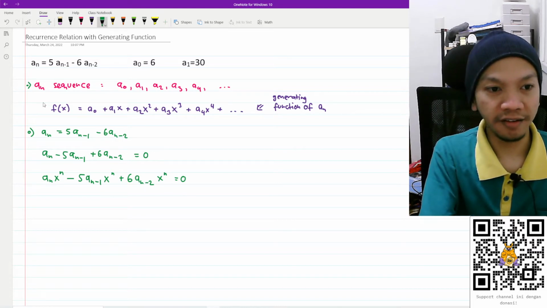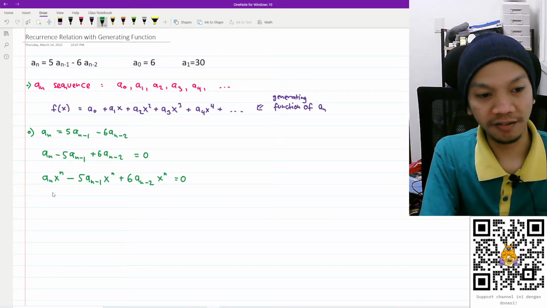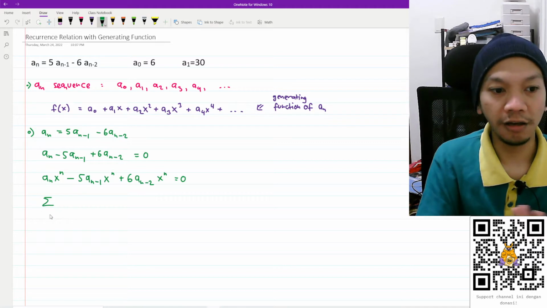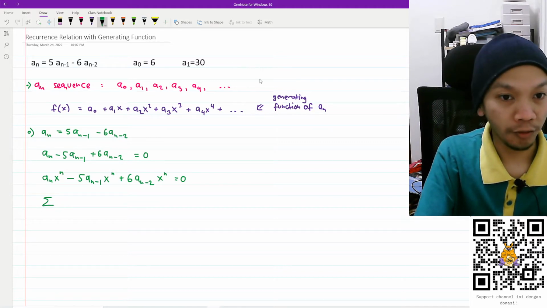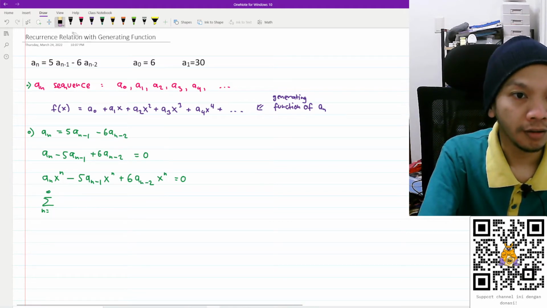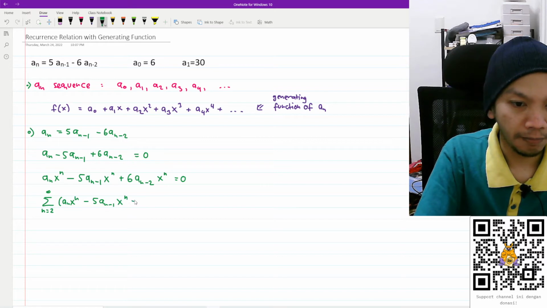Okay, now because this holds for each n, I will take the sum to infinity of this one. We'll have the sigma, and because we only care about a_2 and so on, because we know a_0 and a_1, I will have n equal to 2 until infinity. Let's make it 2, and then we have a_n x^n minus 5a_{n-1} x^n, and then plus 6a_{n-2} x^n, and that will equal to 0.